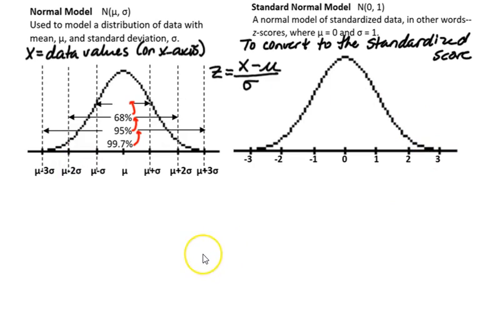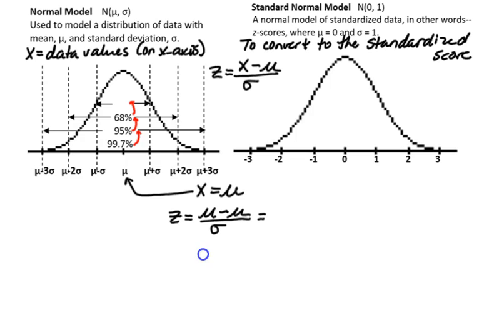So we're going to start and say, what if x was equal to mu? In other words, the mean. X is equal to the mean. How do I convert that to a z-score? Well, I use whatever my x value is, in this case mu. I subtract the mean, and I divide by the standard deviation. Well, mu minus mu is 0, so this would give me a z-score of 0, which we see as the mean of our standard normal model.